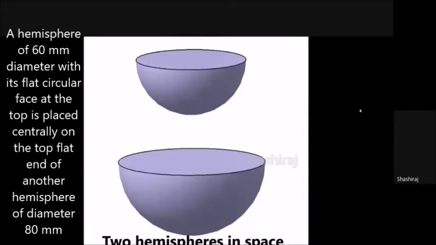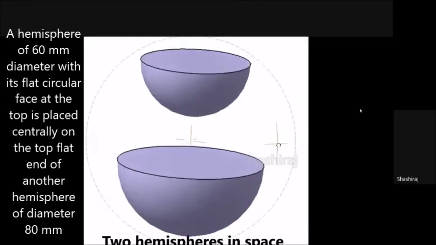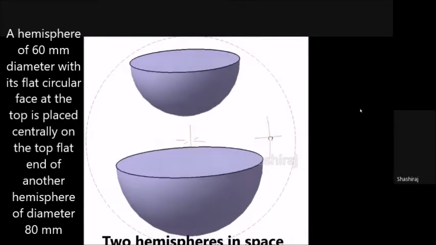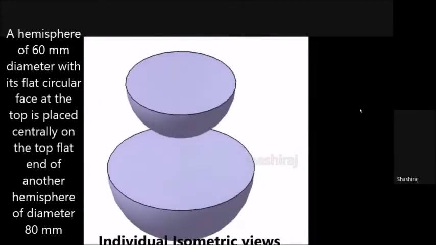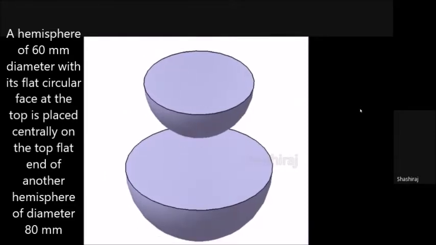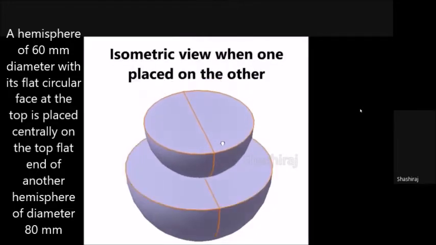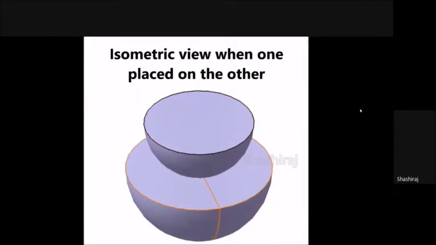Let me show you in 3D. This is how they are oriented. When two hemispheres are in space, it is seen like this. Individually, if you construct isometric views, it will be like this. And if you place the top hemisphere on the bottom hemisphere, it looks like this. So this is what you need to construct now.